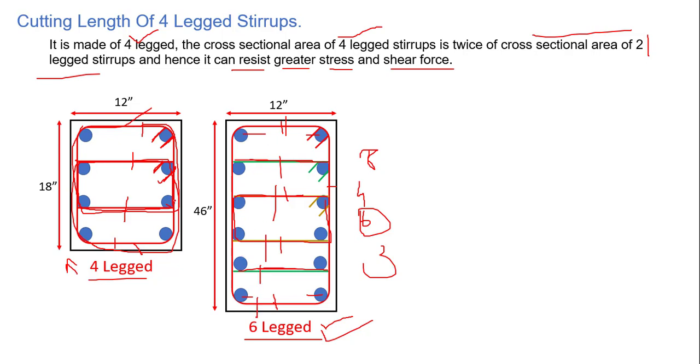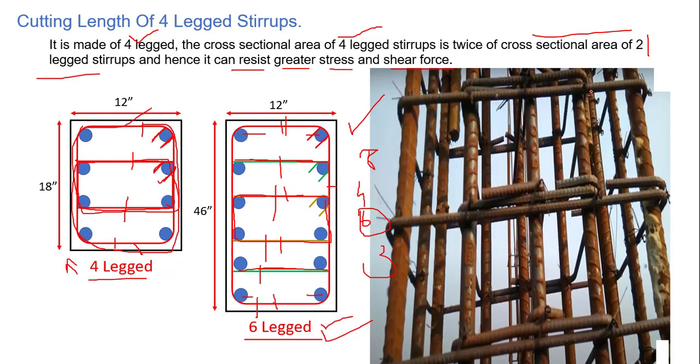So I hope you really understand the concept, what is 4-leg, what is 6-leg, what is 8-leg. It is nothing but the number of stirrups. 4-leg means 2 stirrups, 6-leg means 3 stirrups, 8-leg means 4 stirrups. Next, if you find the cut length of, let's suppose, a 4-leg stirrup, you can easily find the cut length of 6-leg and 8-leg as well, because the process is the same. Let me give you another example. This is a practical example over here.